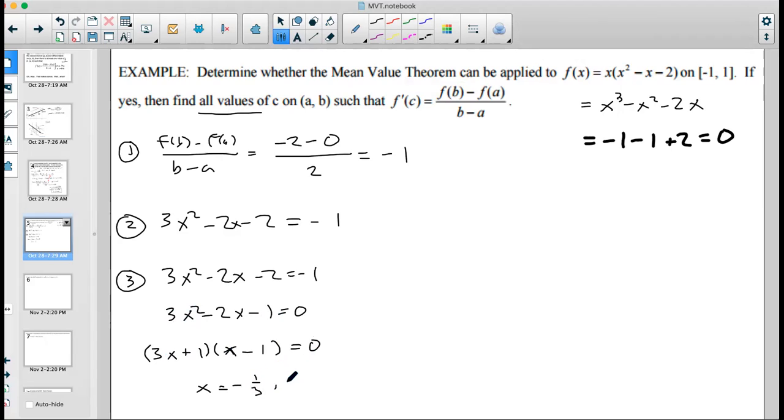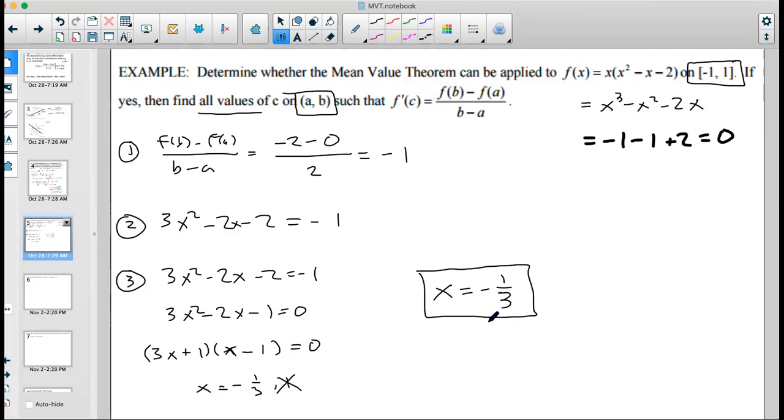-1/3 and +1. And I can use -1/3 because it's clearly in this interval, right? It's bigger than -1, but less than 1. So -1/3 works, but this 1 I can't use because it's on the endpoint. You don't get to use the endpoints here. That's why on (a, b) the parentheses mean it's open. We don't care about -1 and 1, so I'm not going to use that. So the answer is just x equals -1/3. That's the only place where this is true.